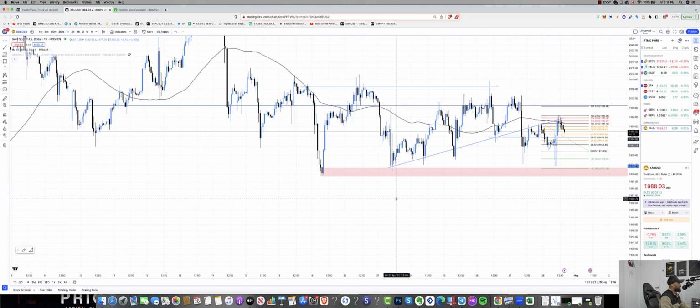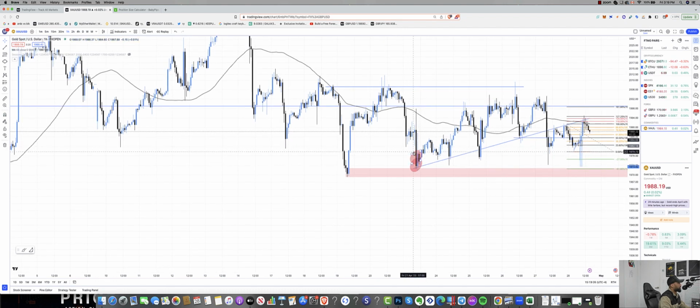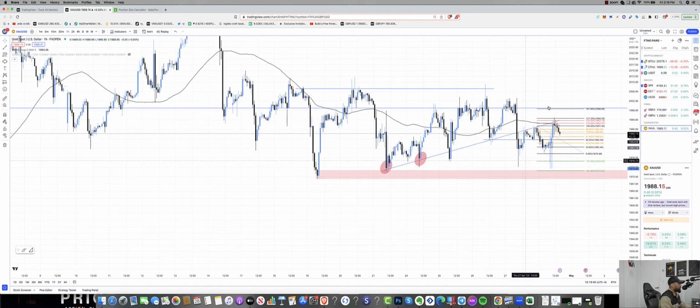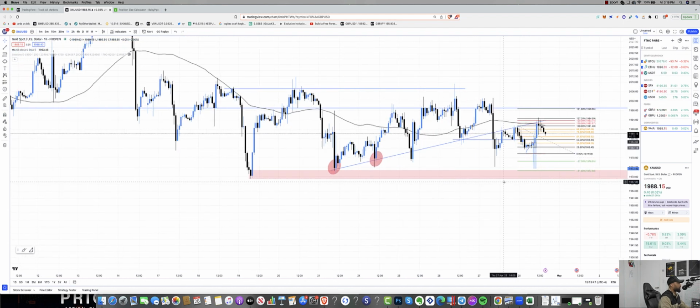So what we did was we just found a point A to point B. We found our point A here, and then a point B right here, and drew a trend line along here. So we broke this counter trend line, so we're looking for the price to go lower.